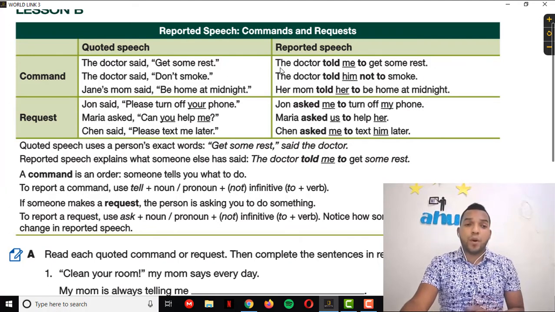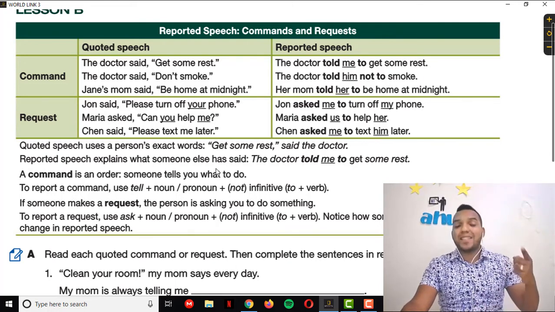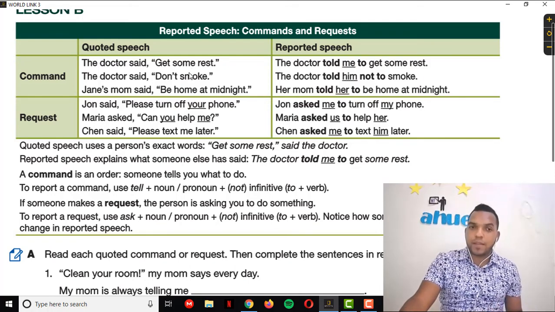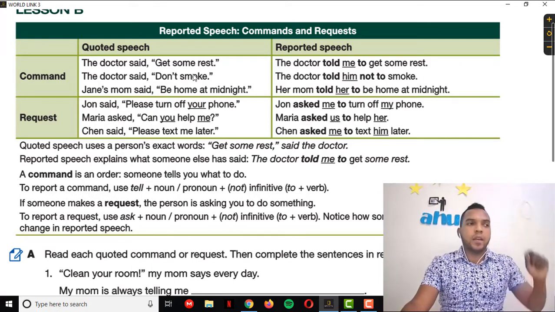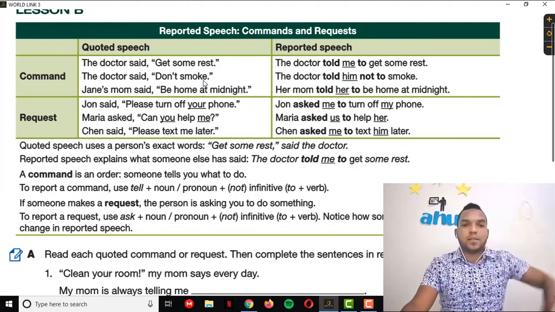Now, the reported speech explains what someone else has said. So, in difference with this, I am not saying the exact words. I am retelling, saying, Louis said he likes the class.